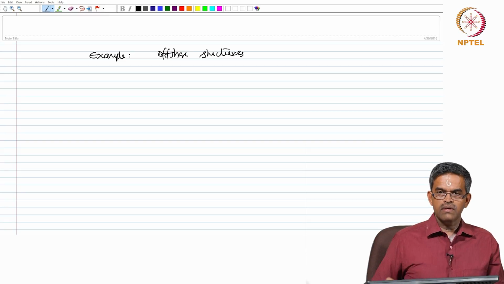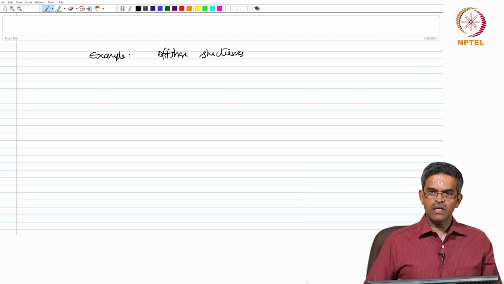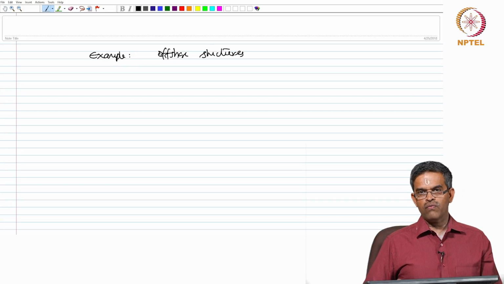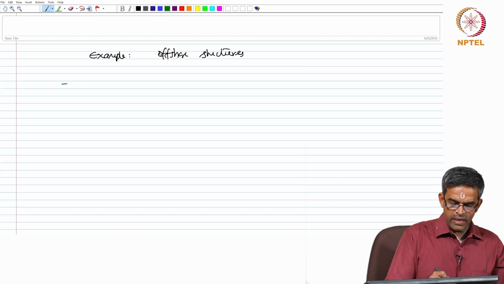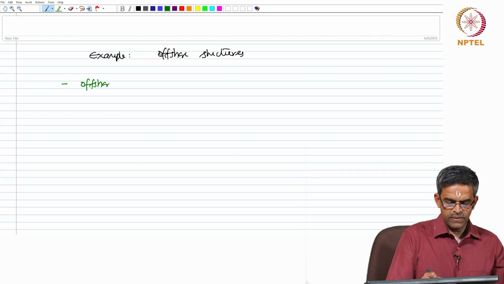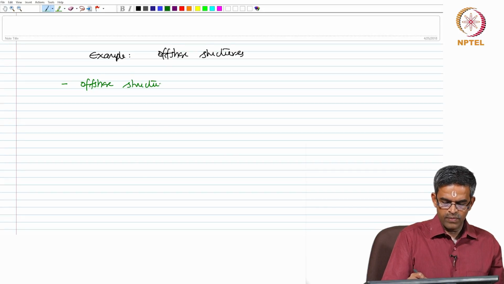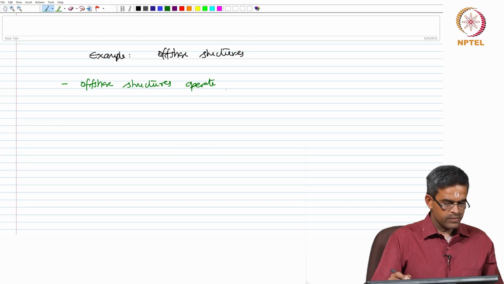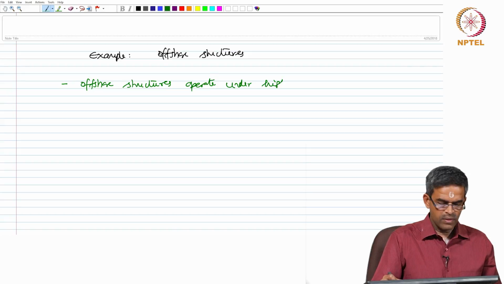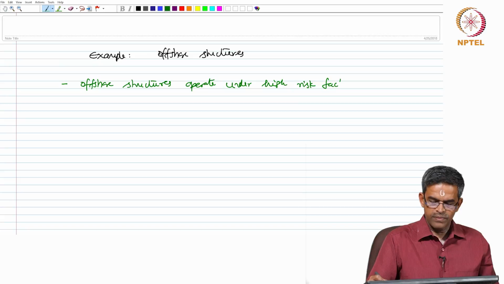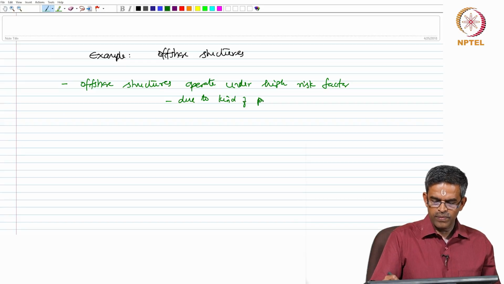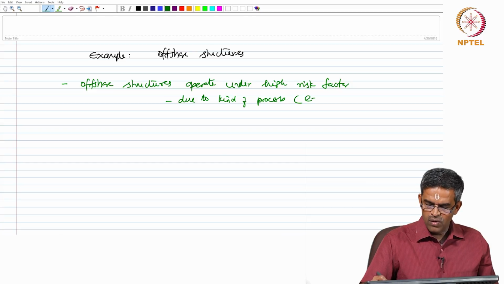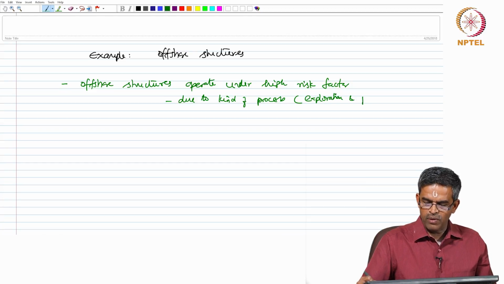Let us extend this discussion and try to understand how the sensing requirements can change and modify and can become adaptable to suit the measurement requirements of an offshore platform or an offshore structure. We do agree and partially understand that offshore structures operate under high risk factor. This is essentially due to the kind of process which they undertake in terms of oil exploration and production.